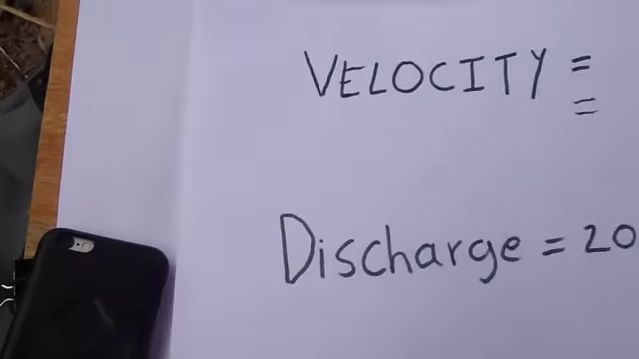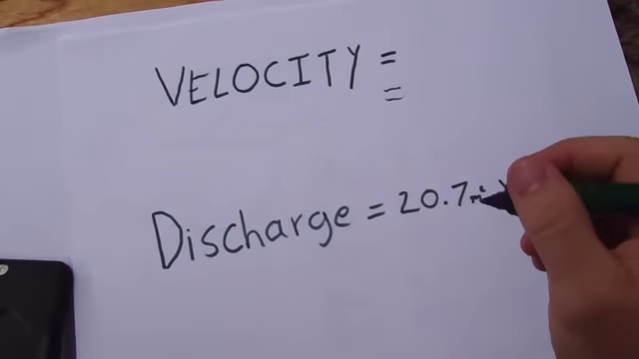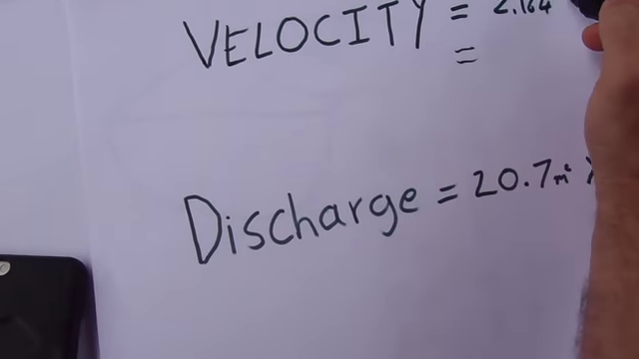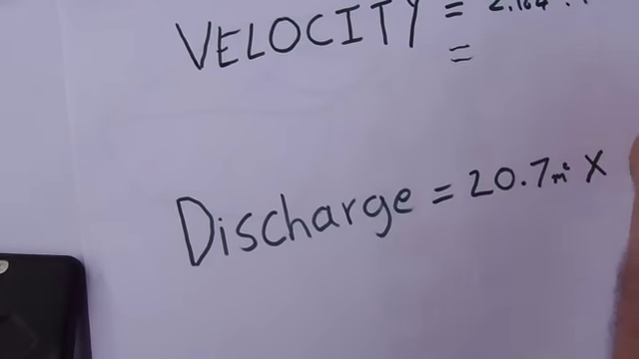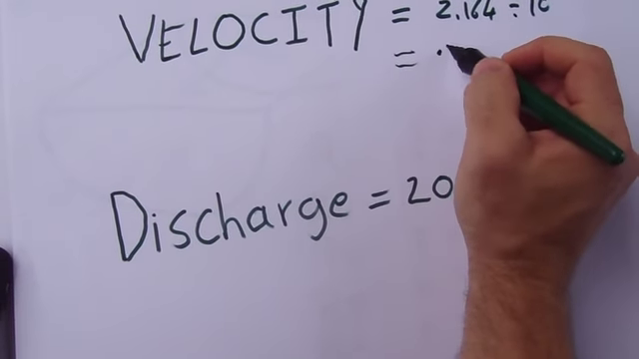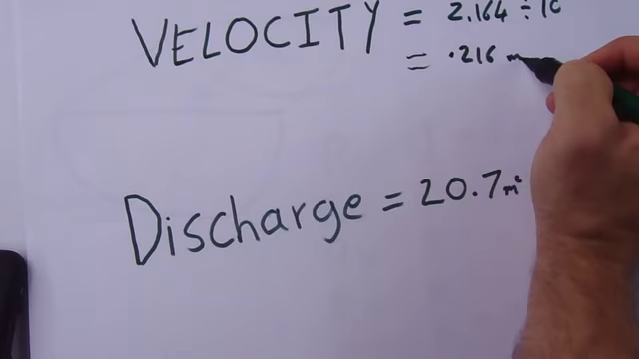And we'll just change over to our little velocity calculation here. So 2.164 divided by 10 metres gives us a flow rate of 0.216 metres per second.